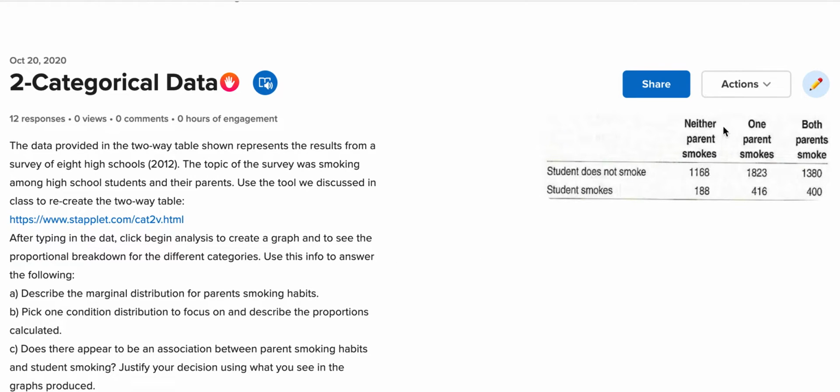So you can see here going down in the columns is whether the parent smoked or not. So we have neither parent smokes, one parent smokes, and both parents smoke. We think that that variable, that categorical variable, will explain whether or not the student will smoke. So we have students do not smoke or students smoke.